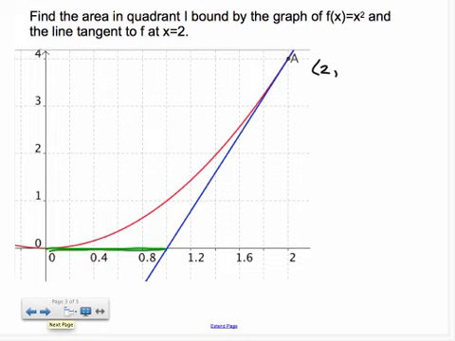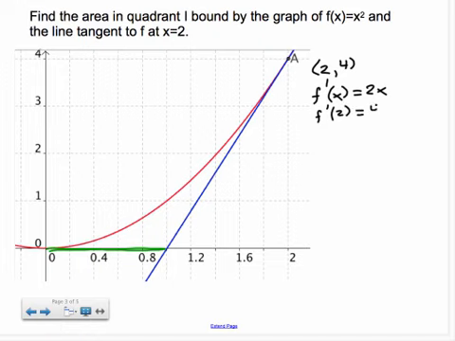So let's go ahead and do that. We're going to use the point 2 comma f of 2, which would be 2 comma 4. And then we need a slope at 2, so we need the slope finder, which is going to be 2x. And so f prime of 2 is 4. So the equation of this line is going to be y equals 4 plus 4 times x minus 2, or 4x minus 4. And we can tell from the picture that they intersect at 2 comma 4. We also know that because that's the point of tangency.